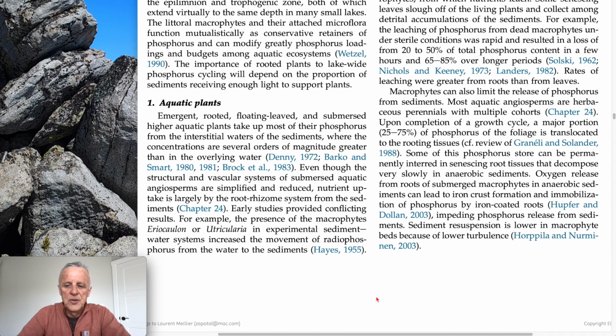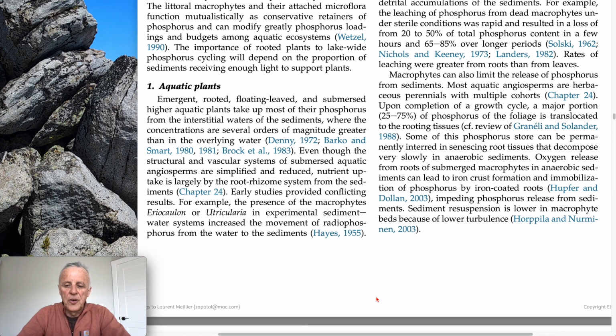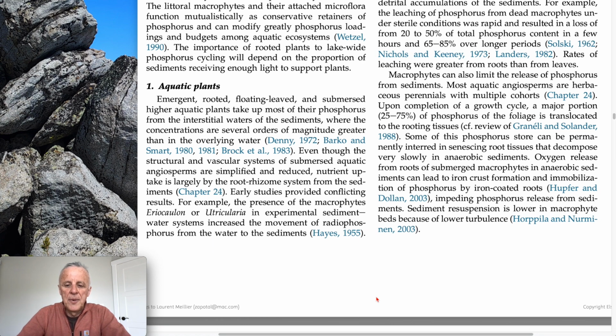Most aquatic angiosperms are herbaceous perennials with multiple cohorts. Upon completion of a growth cycle, a major portion, between 25 and 75% of phosphorus of the foliage, is translocated to the rooting tissues. Some of this phosphorus store can be permanently interred in senescing root tissues that decompose very slowly in anaerobic sediments.